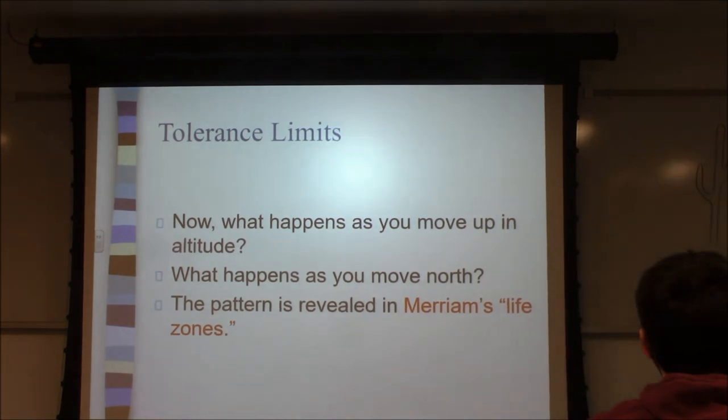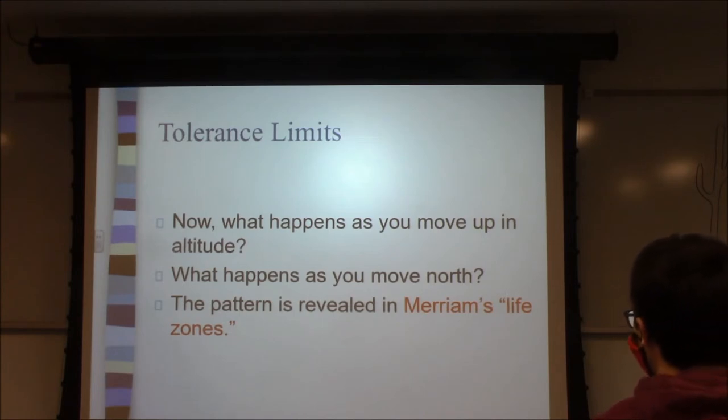In other words, tolerance limits for the saguaro cactus are defined to a large extent on the basis of temperature. The lower limit is freezing. If temperatures get too close to 0 degrees centigrade, the saguaro cactus doesn't exist there. Low temperature defines that lower tolerance limit for the saguaro cactus. So, we talked about these biomes, those life zones actually do refer to specific kinds of biomes. A specific combination of temperature and moisture, which determines where those species can be.